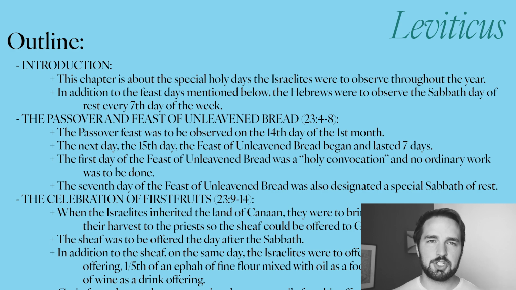This chapter is all about the special holy days that the Israelites were supposed to observe on an annual basis. And these are in addition to the special Sabbath day, which was supposed to be observed every seventh day of the week, where the Israelites weren't supposed to do any ordinary work.